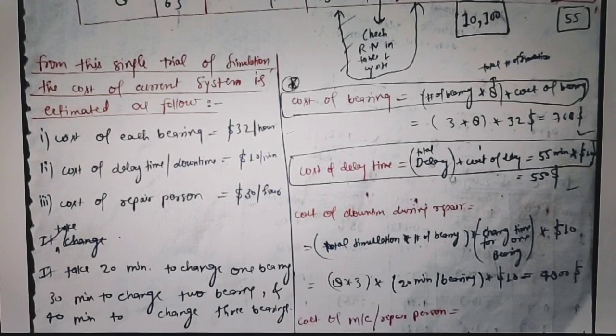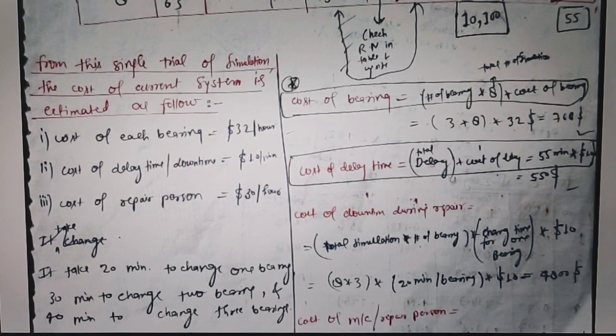As in the question it is given that the cost of a bearing is $32 per hour, and for delay time or downtime it is $10 per minute, and there is the repair person. It takes 20 minutes to change one bearing, 30 minutes to change 2 bearings, and 40 minutes to change 3 bearings. It is given in the question.